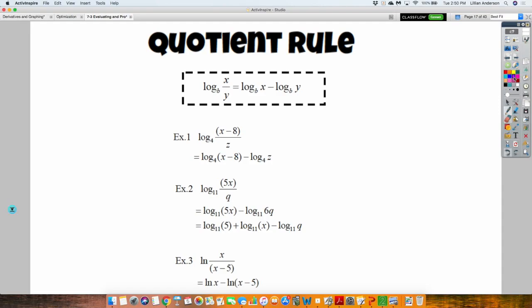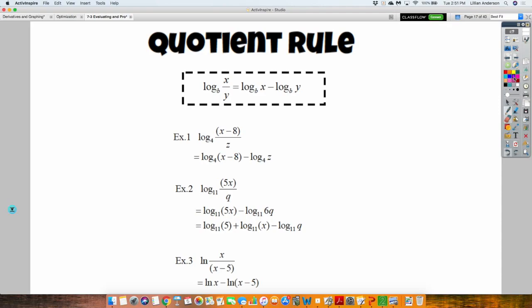Quotient rule is next. Quotient means division. So this time we're dividing x and y, and we can expand that by making it a minus. So multiplication is with addition. Division is with subtraction, okay? As you can see here, you're dividing x minus 8 by z. So you can expand that by saying log base 4 of x minus 8 minus log base 4 of z.